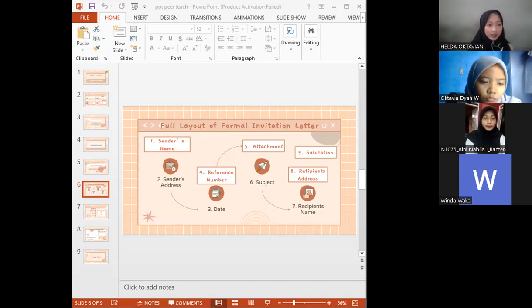And number three is the date. The date can be on the left or the right position. For the date, you can use American or British style.